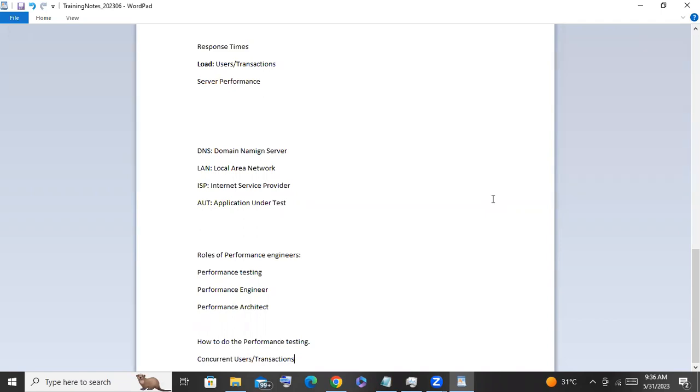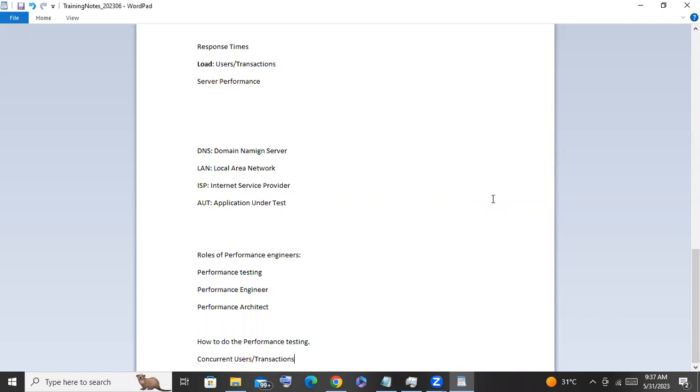Now, how do we achieve this concurrency? By gradually increasing the users. How do we increase the users? Using the ramp up. In JMeter, we use the ramp up. Exactly. We would use tools like JMeter, LoadRunner, Silk Performer, WebLoad, all these tools.